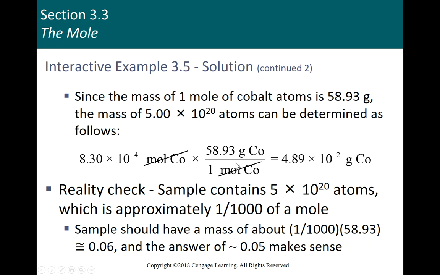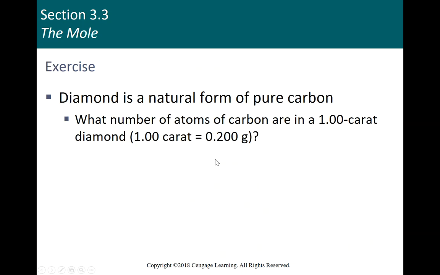And when you're dealing with moles, you're going to see this a lot more than you're going to see 6.022 times 10 to the 23rd. But you go ahead and run that calculation, you end up with 4.89 times 10 to the negative 2 grams of cobalt. So a very, very small sample of cobalt for 5.00 times 10 to the 20th atoms.